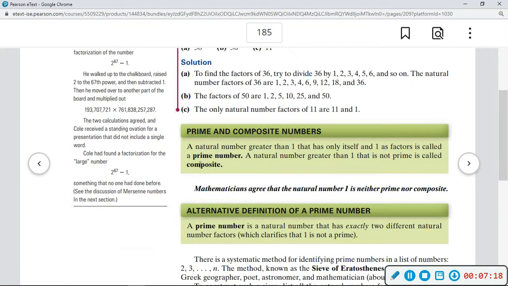You want to know prime and composite. A natural number that's greater than 1 has only itself and 1 as factors. So 1 times itself is the only way you get that number. A number greater than 1 that has more than 2 factors, 1 and itself, is going to be composite.